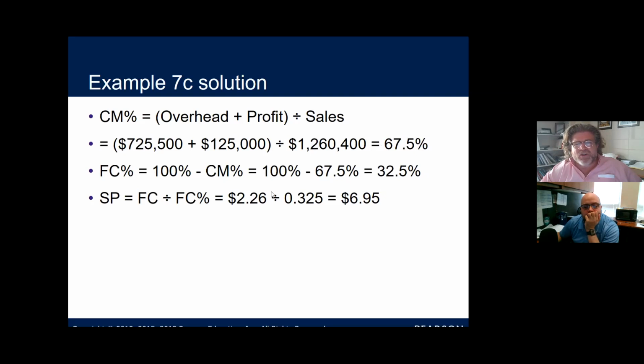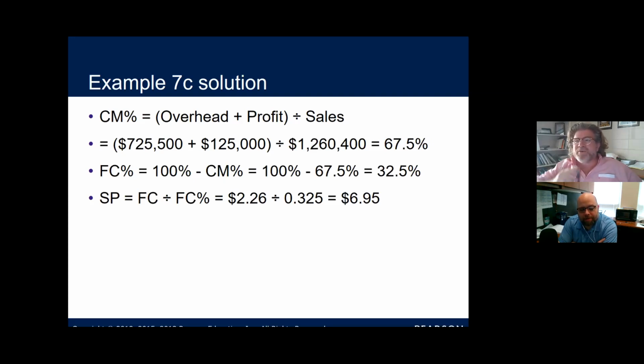32.5% is my food cost percentage. If my nachos cost $2.26, I divide it by the 32.5%, I get $6.95. So I need to charge $6.95 for my nachos if I'm going to make $125,000.